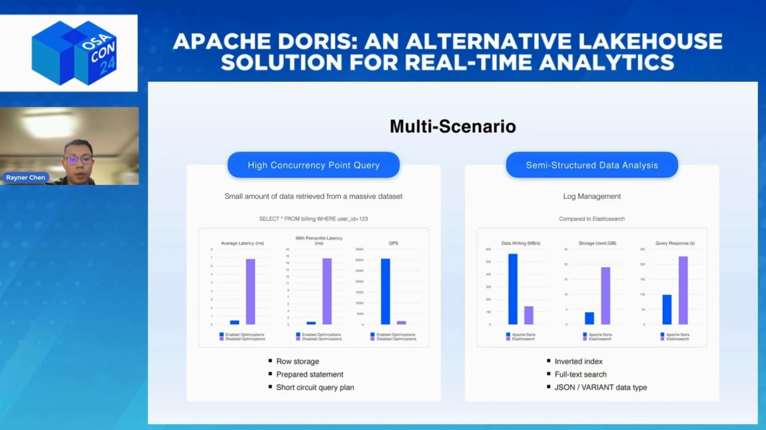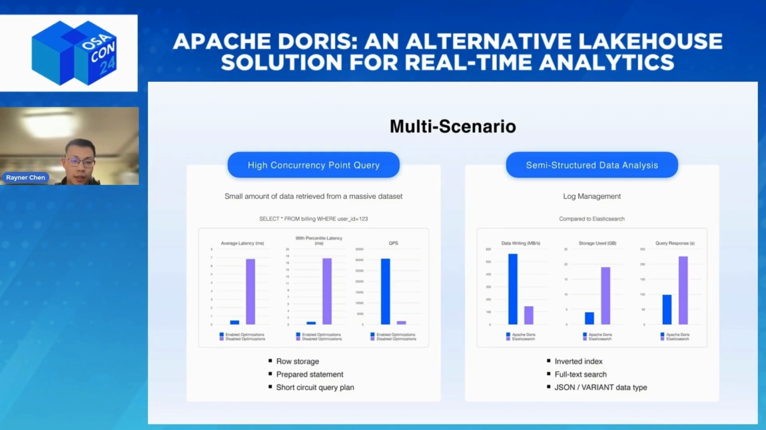Doris optimized this scenario with features like a hybrid row and column storage, which saves the entire row in storage to reduce the column materialization time, and the short circuit query plan to avoid traversing all the optimization rules for this simple query. And the prepared statement can also help to cache the query plan for reuse. And thanks to this optimization, Doris can support tens of thousands of QPS in specific scenarios with very low latency. And you can see that Doris can achieve almost 30,000 QPS on a single node with very low 99 percentile latency.